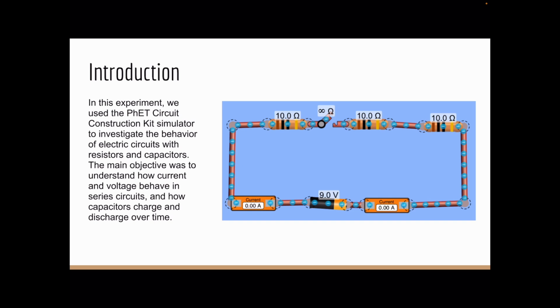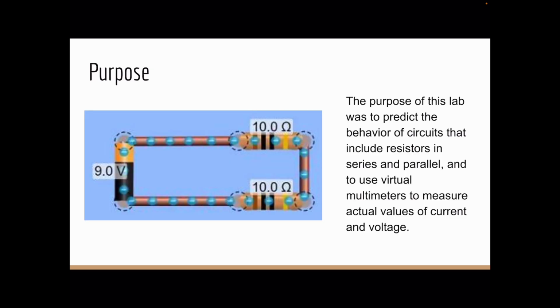In this experiment, we used the PhET Circuit Construction Kit Simulator to investigate the behavior of electric circuits with resistors and capacitors. The main objective was to understand how current and voltage behave in series circuits and how capacitors charge and discharge over time. The purpose of this lab was to predict the behavior of circuits that include resistors in series and parallel, and to use virtual multimeters to measure actual values of current and voltage.